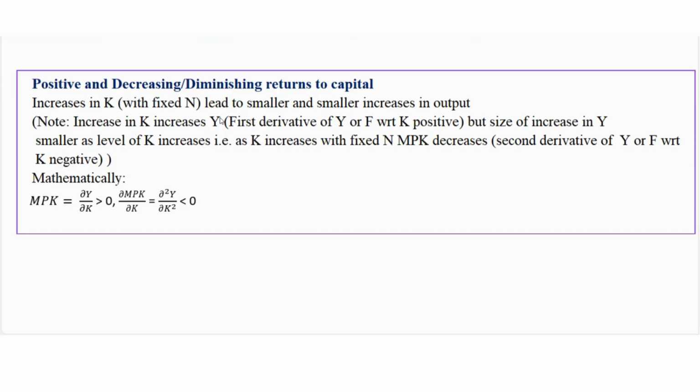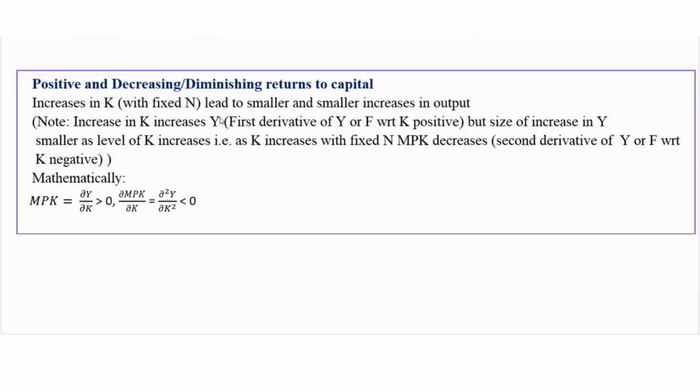But the increase in output becomes smaller and smaller as the level of k increases. So as k increases with fixed n, the marginal product of k decreases. Right? So when you increase k, y is always going to increase, but the increase in y is going to become smaller and smaller with increases in k. Because marginal product of capital tells us the additional output that is produced when you have one more unit of capital holding labor constant. So the additional output that you're able to produce becomes smaller and smaller.